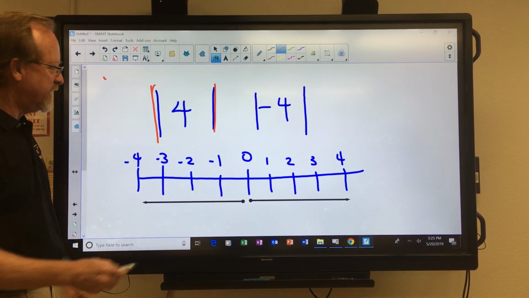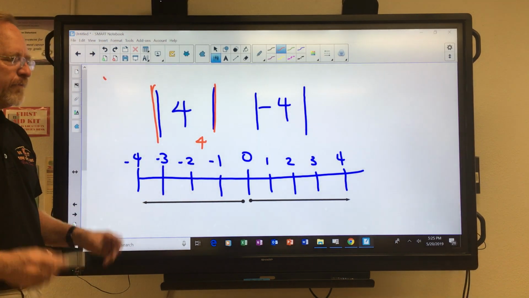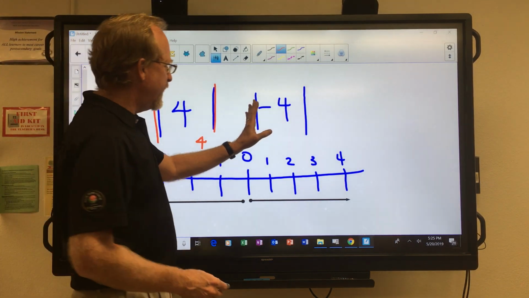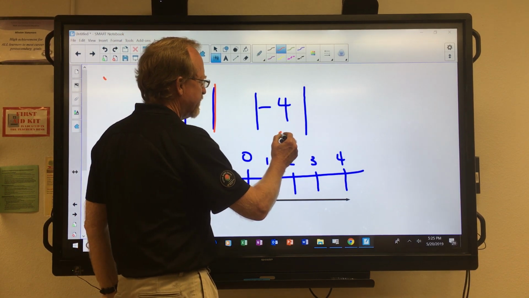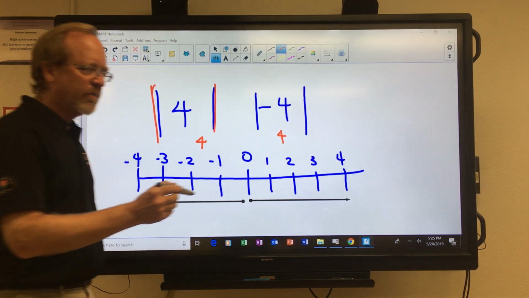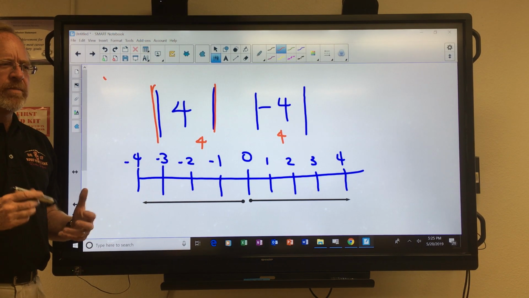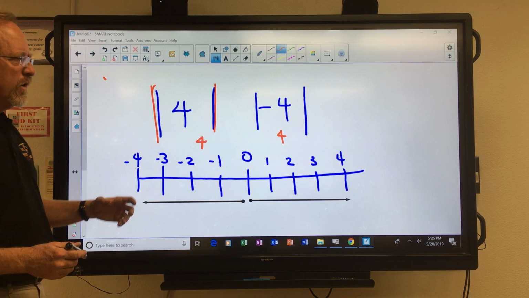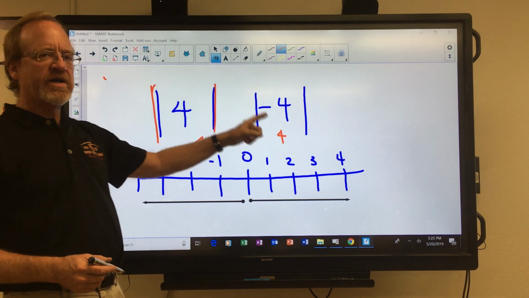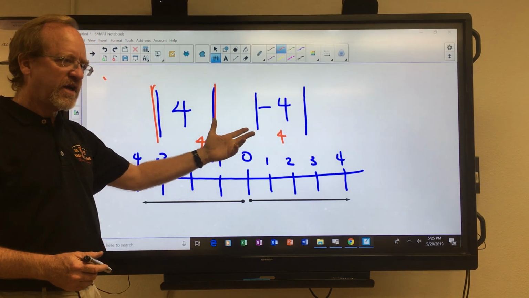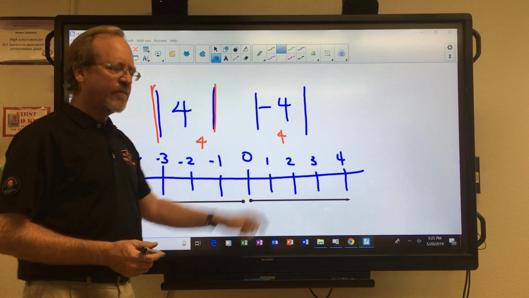And I'm going to give you a hint here. The absolute value of 4 is 4. Now, over here we have -4, and the absolute value of -4 is 4. Now, you may be asking yourself, what am I seeing here? Well, I'm betting you notice that no matter what's inside, whether it's positive or negative, it comes out the same. Yeah, it does. It's always positive.